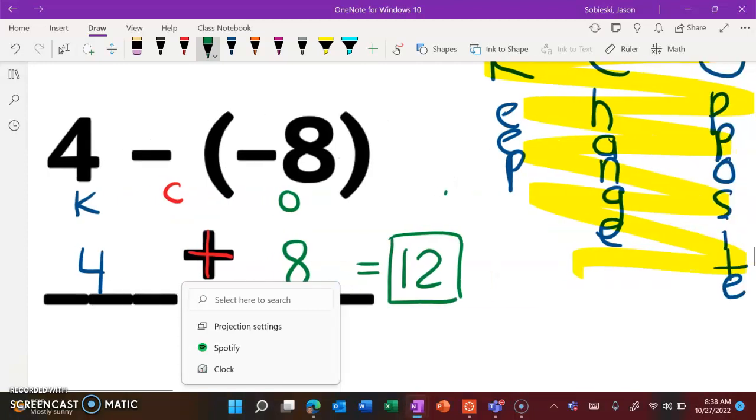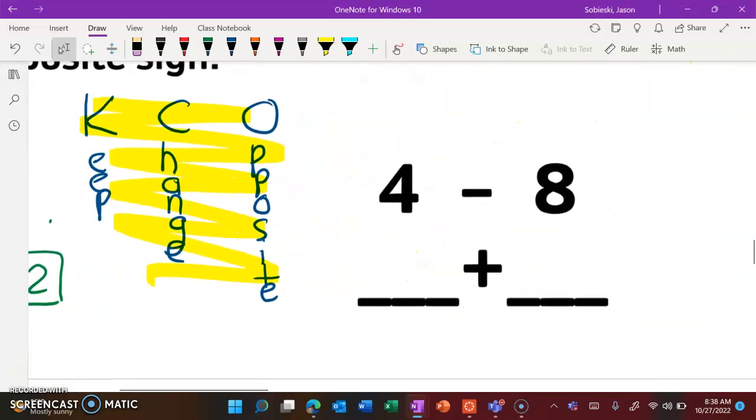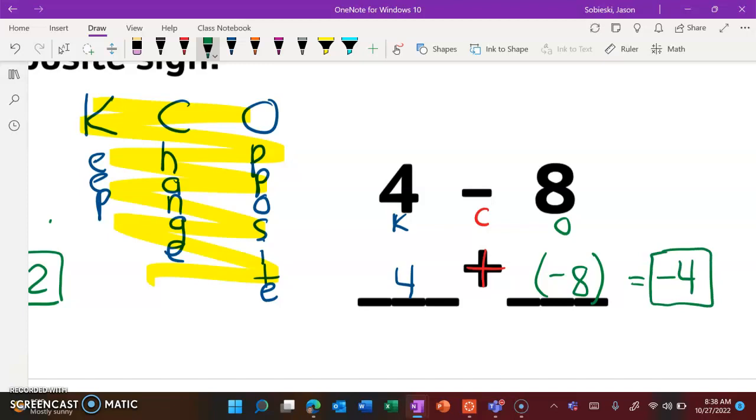Okay, we're going to keep going on. And we have 4 minus 8. Keep tells us to keep the 4 positive. Change told us to change it into a plus sign. And then O is opposite. Opposite of +8 is -8. And again, we'll put those in our parentheses. So 4 plus -8, there are more negative players, so your answer will be negative. And 8 minus 4 would give us 4 for that one.